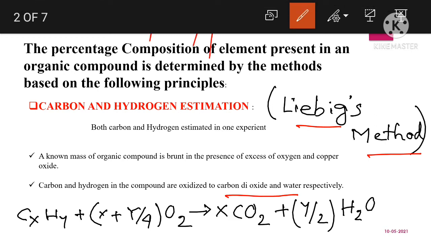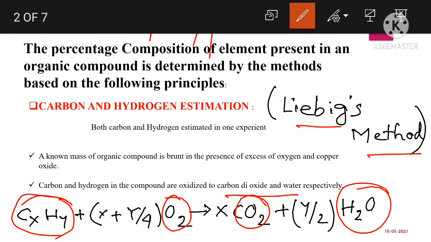As you are watching, this is our organic compound in which the stoichiometry of carbon and hydrogen is X and Y. So we are reacting this organic compound with oxygen. It will give you carbon dioxide and water. So we have matched this stoichiometry. That's why X plus Y by 4 is there, and here X is there, and Y by 2 is water. So we have just matched our stoichiometric amounts.